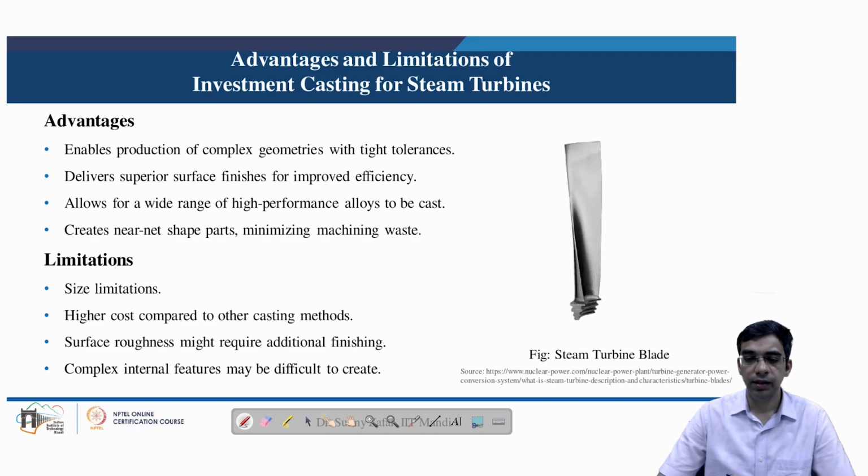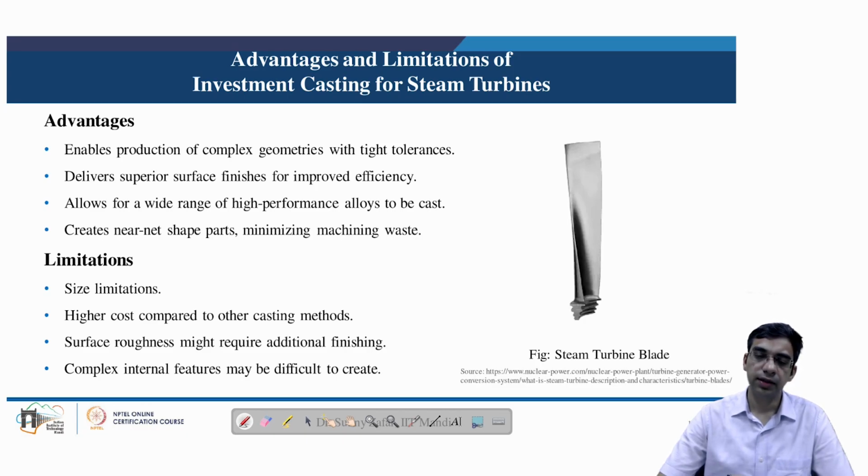Let us see the specific advantages and limitations of investment casting for steam turbines. In case of advantages, investment casting is very suitable for complex geometries with tighter tolerances. It is also very helpful to get the desired surface finish. It allows a wide range of high performance alloys like nickel chromium steels to be cast. More importantly, it also helps to create near net shape parts, minimizing machining waste.